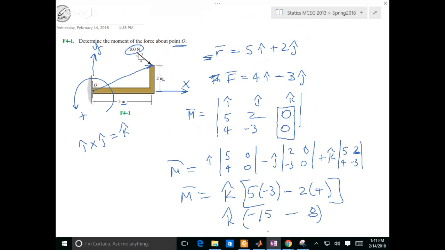And that makes sense because, if you look at this thing, you get a component right here doing the moment, and you get a little component right there that's not producing the moment at all.